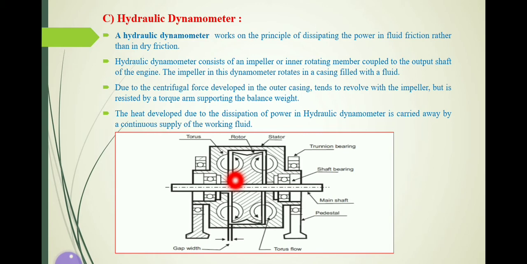And that stator is connected by using these trunnion bearings and shaft bearing. It is completely stationary by using these pedestals, so that we can say that the stator is continuously steady. It is not going to rotate with the shaft, but the rotor is going to rotate with the shaft. Now if the engine shaft is going to rotate, that main shaft is going to rotate. Along with this main shaft, the rotor is going to rotate.